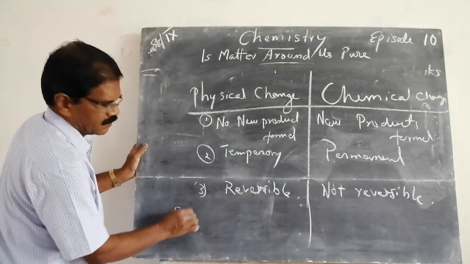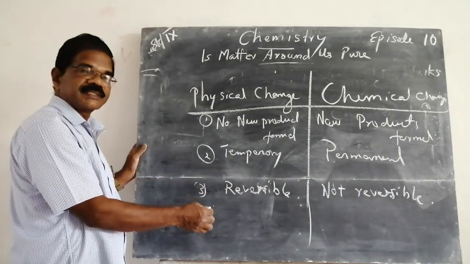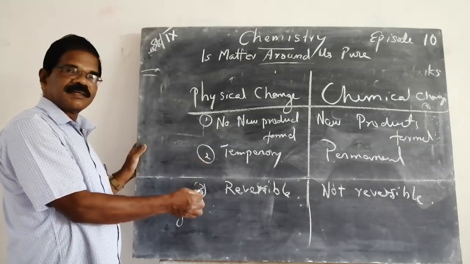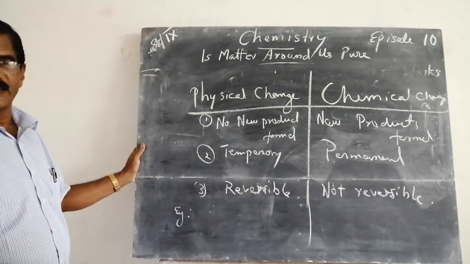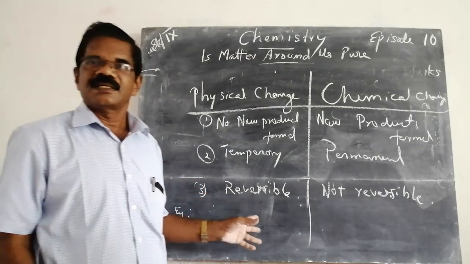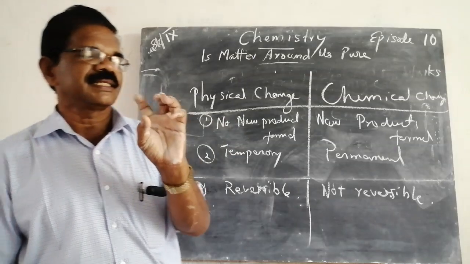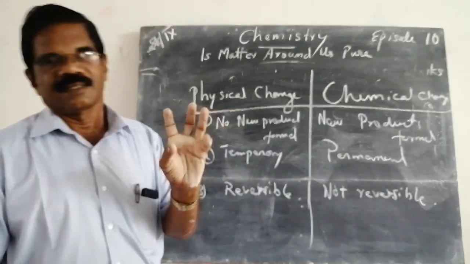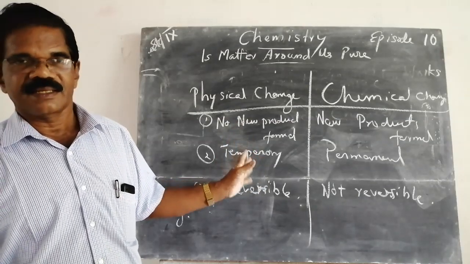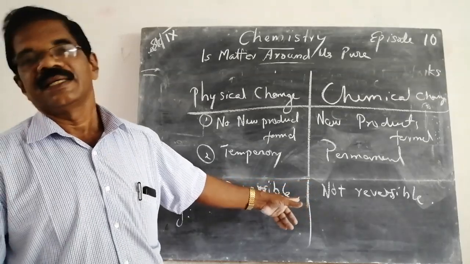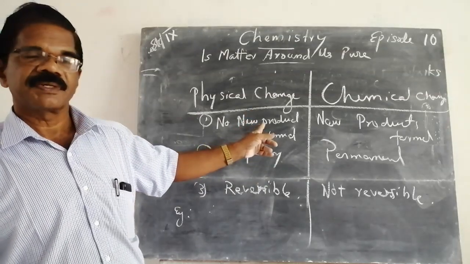Can you give a number of examples? Tearing the paper, melting of ice cream, melting of ice. An onion cut into pieces, a vegetable cut into pieces, these are physical changes in size and shape, and they are reversible. Ice melts into water, and water can again change into ice. That is reversible and temporary, and no new product is formed.